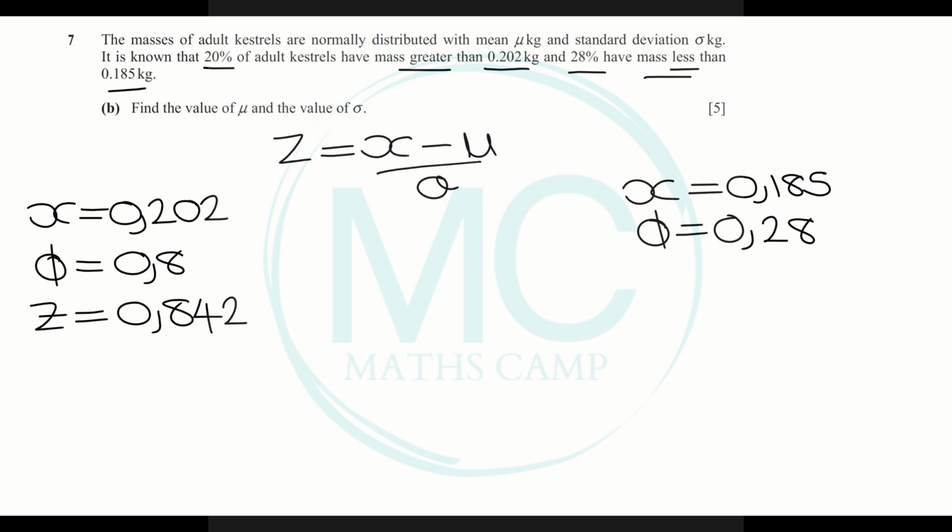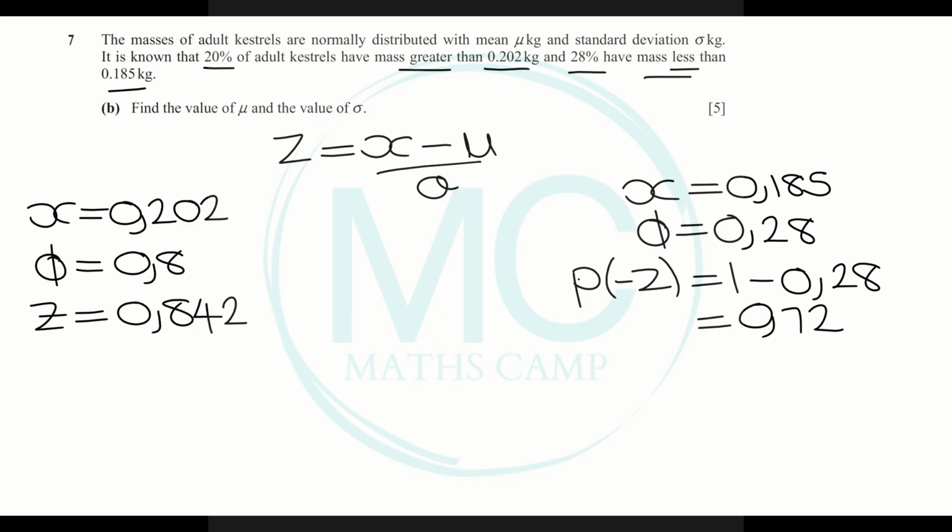Our other probability is 0,28, but we know that a distribution table only starts at 0,5. If you have a probability smaller than 0,5, that shows us that our Z score is negative. So we need to convert it. So all we do is we can say the probability of negative Z is equal to 1 minus 0,28, and we get 0,72. We can find this value in our table.